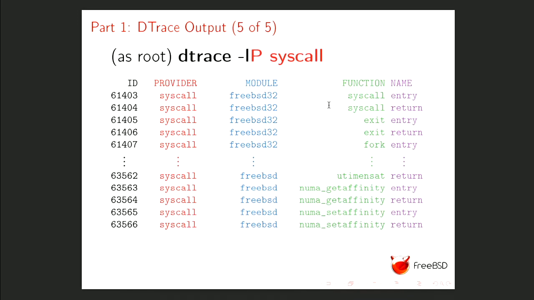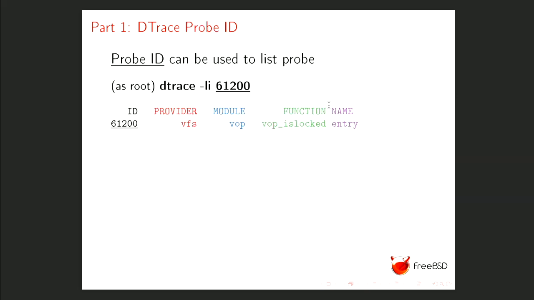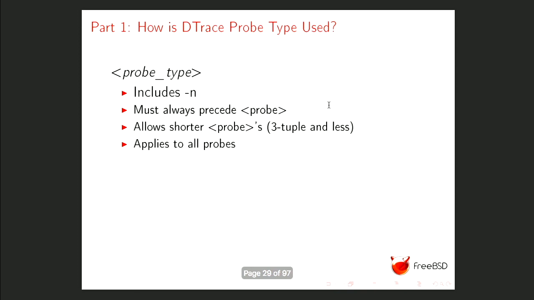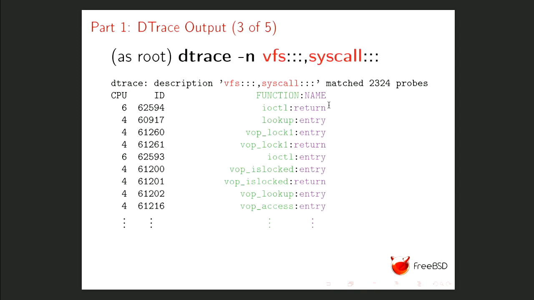So if you say dash lp syscall, you'll see all the probes under the syscall provider. I've truncated the middle here, but you see it starts off with syscall FreeBSD 32. There's actually two modules here. There's a FreeBSD 32 if you want to watch the 32-bit entries or the 64. But if you want to watch both, just put the colons together and say, I want to watch syscall colon colon, whatever it is you're looking for, if you want to watch both 32 and 64. Earlier I had mentioned that when you get an output and you're not sure what the provider or the module was, you can use that ID. It's not worthless.